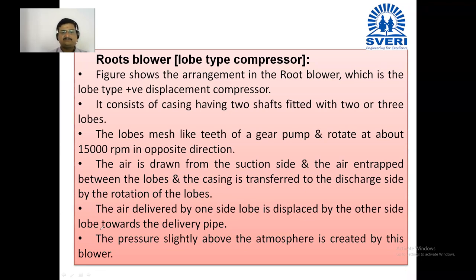The air delivered by one side lobe is displaced by the other side lobe towards the delivery pipe. Full stop.